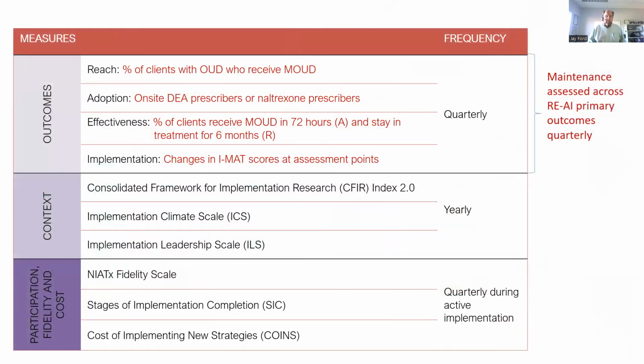And so these are our outcomes up at the top. We're assessing outcomes related to reach, adoption, effectiveness, and implementation. We've got some contextual outcomes that we're looking at the organizational level, and also some participation and fidelity and cost outcomes as well.